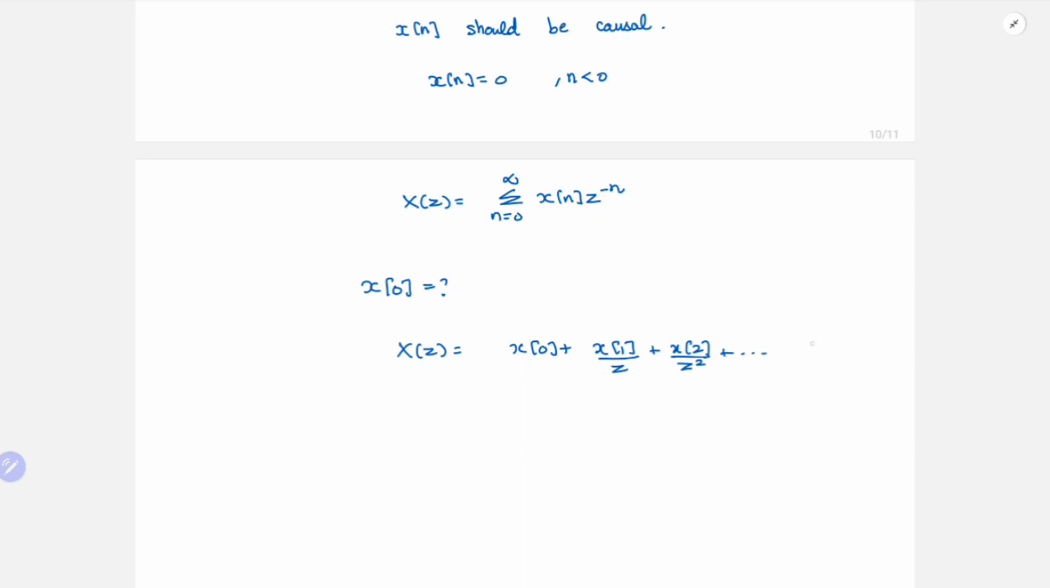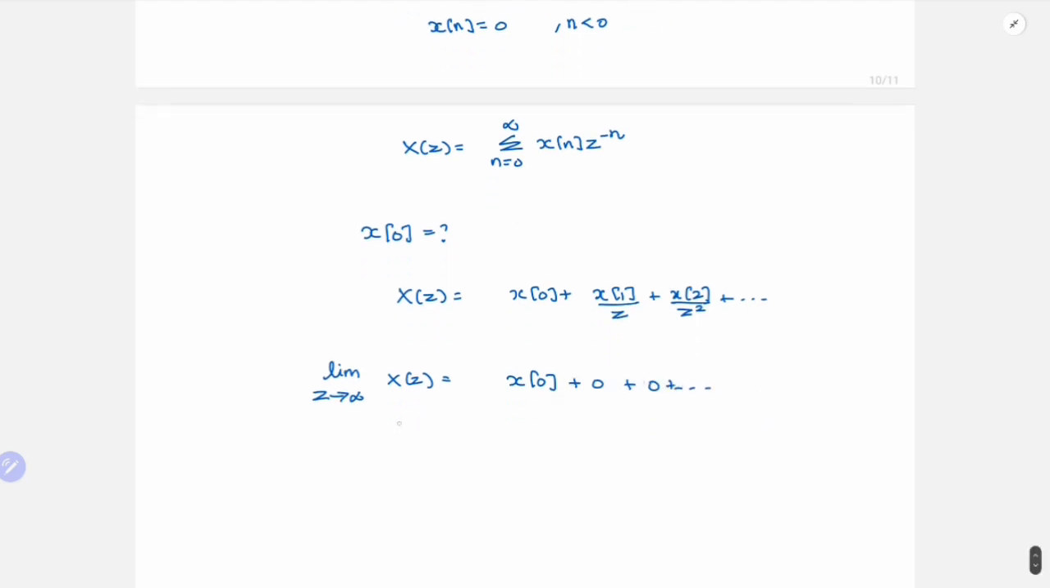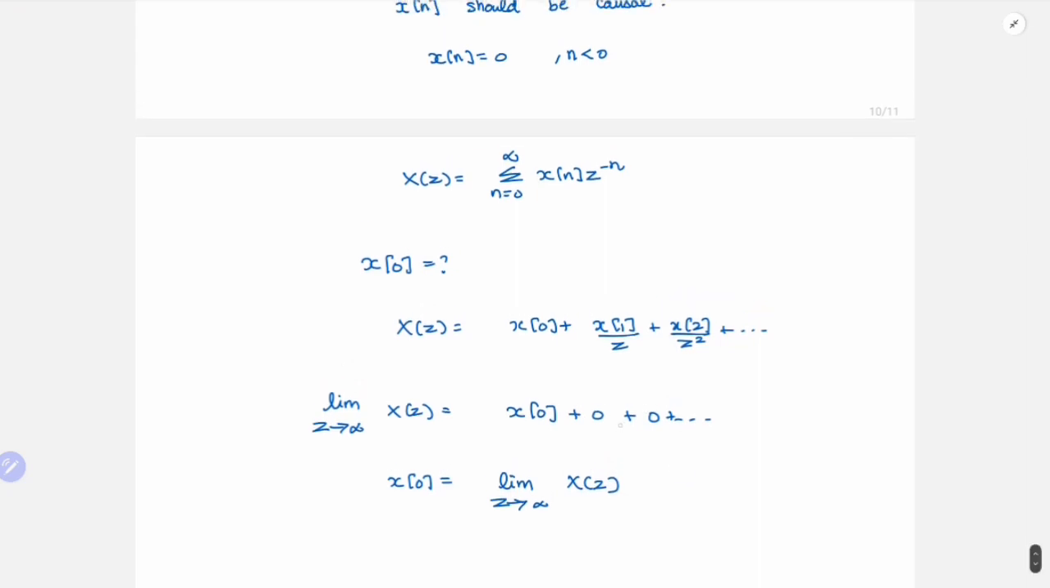So somehow I want to remove all these terms. What I'll do is take my limit z to infinity. This will give me only my x of 0 term. All these will go to 0, correct? So my x of 0 is nothing but limit z tends to infinity x of z. Of course, what other thing do I want? I want first my x of z to exist, which implies that each one of my x of 1, x of 2 are going to be finite. So that is a requirement always. So this is your initial value theorem.